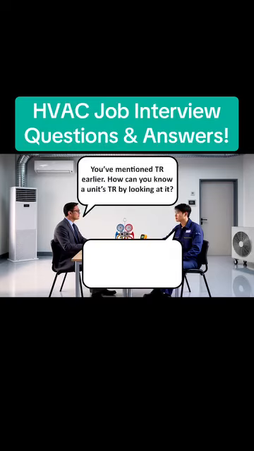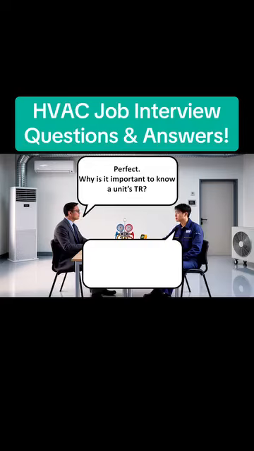You've mentioned TR earlier. How can you know a unit's TR by looking at it? The unit's sticker or nameplate shows its cooling capacity in BTU, or TR. For example, 12,000 BTU means 1 TR. 24,000 BTU means 2 TR. Right. So if a sticker shows 48,000 BTU, how many TR is that? That's 4 TRs, sir. Perfect.